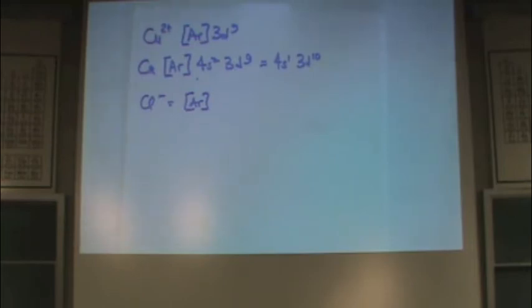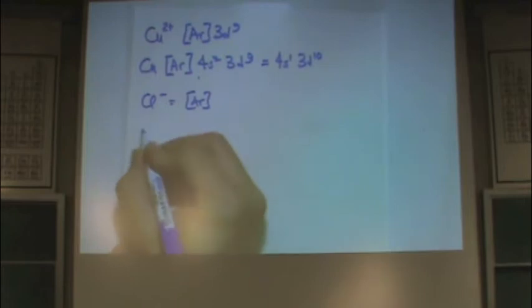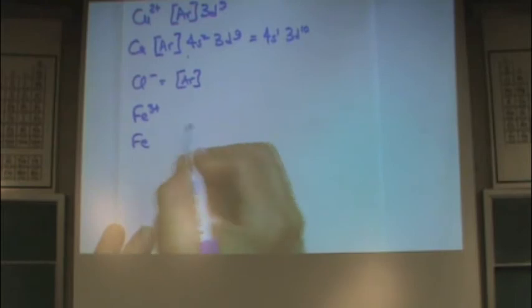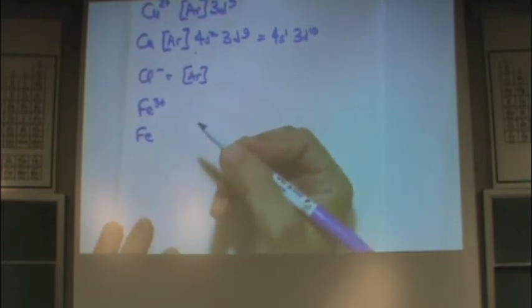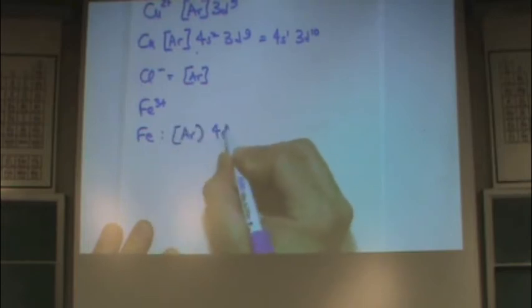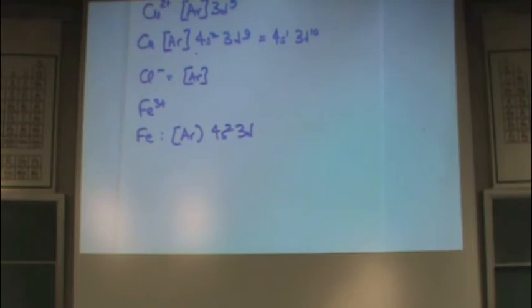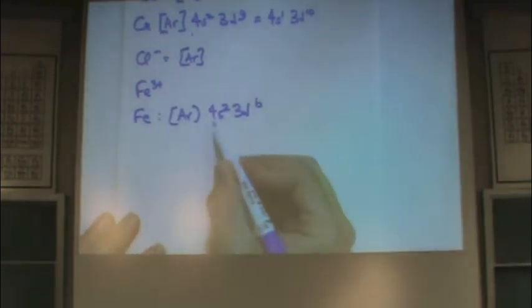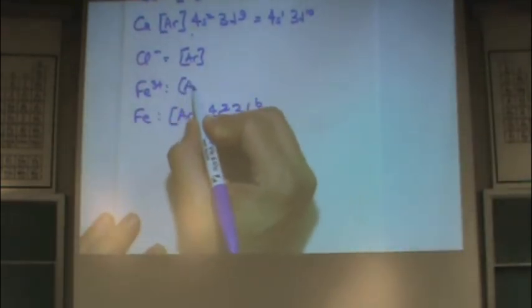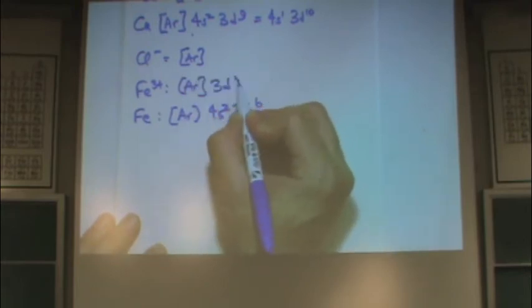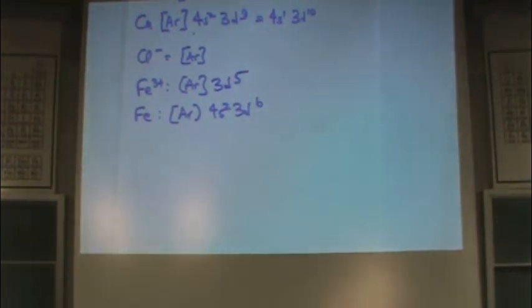Yeah, way in the back there. Iron 3 plus. Is that what you said? Yes. Okay, so iron neutral, what's the previous noble gas? Anybody? Argon. And then it fills the 4s2, 3d, is it 8 or something? Oh no, 3d6. Okay, now we're going iron 3 plus. So argon, we're losing both s's first, and then the d, 3d5. Okay? Well, I can do one more.